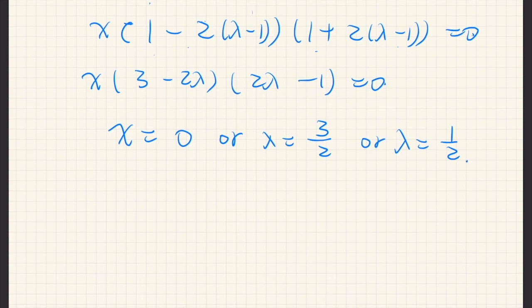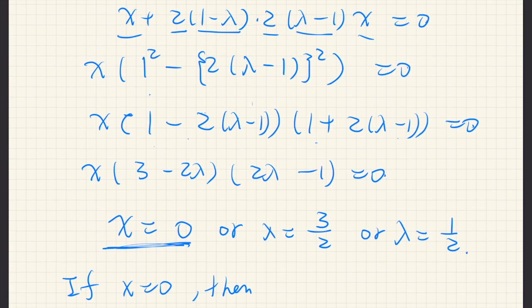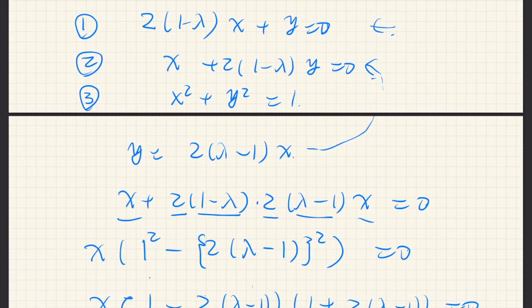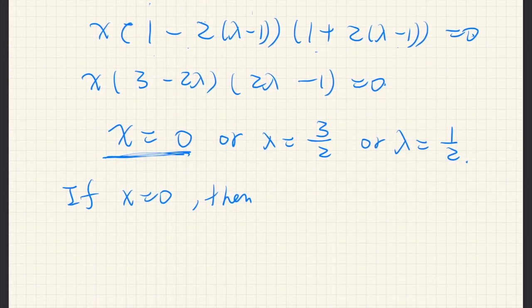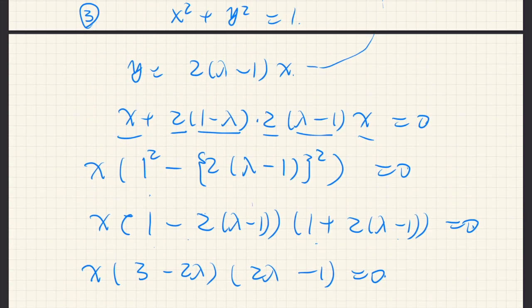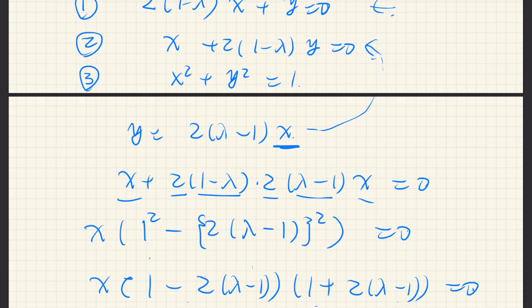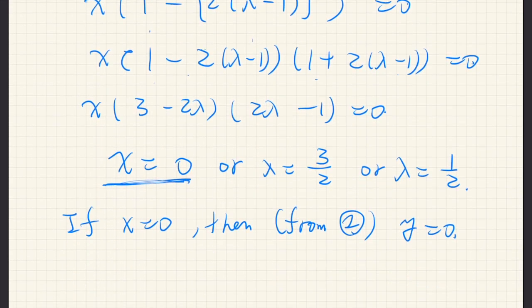However, this possibility is excluded, because if x is equal to 0, then from equation 1, y must be equal to 0, right? So if we substitute x equal to 0, then y is equal to 0, whatever the value of lambda is.